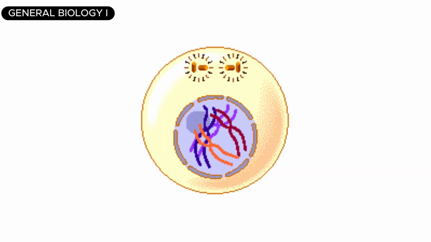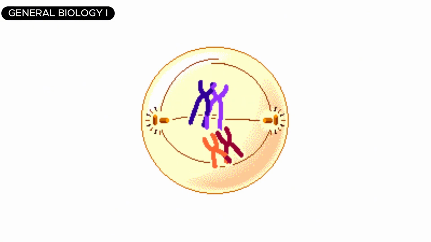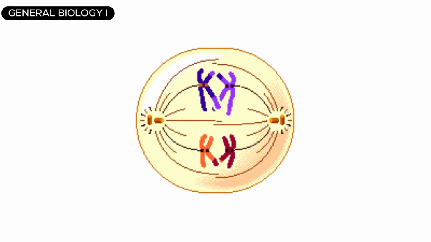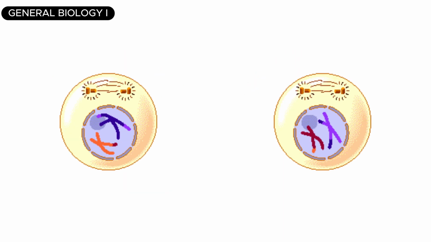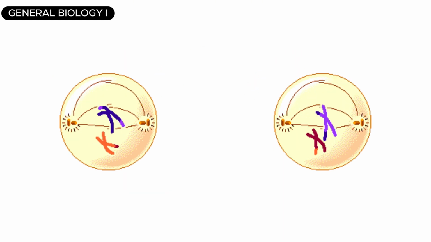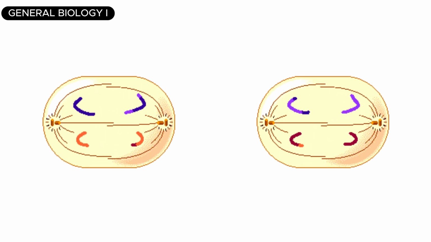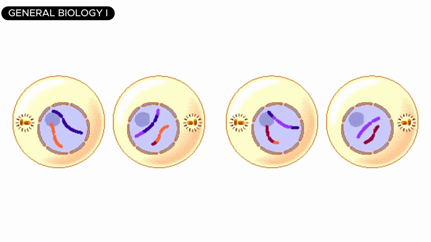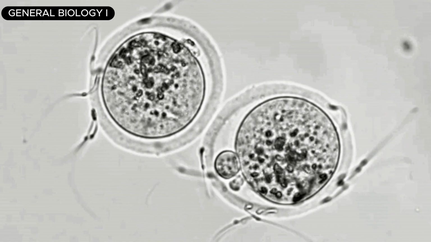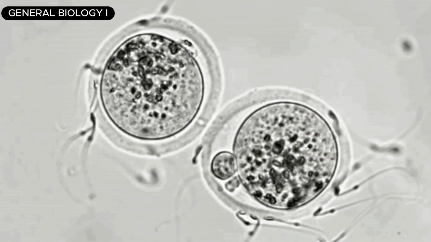Meiosis is crucial for sexual reproduction, generating genetic diversity in populations. The haploid cells produced by meiosis are gametes, sperm and eggs in animals, or pollen and ovules in plants. When these gametes fuse during fertilization, they restore the diploid chromosome number and combine genetic material from 2 parents, contributing to the genetic variation that drives evolution.